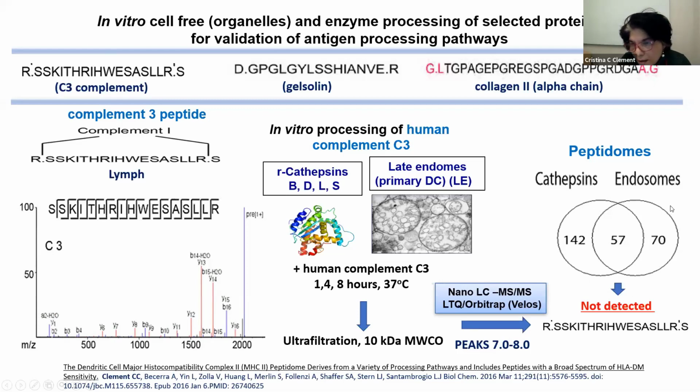You can see here nicely in this Venn diagram that the late endosomal assay was validated for the main recombinant cathepsins, and by that time we knew that we were going to develop it further down the line for understanding the antigen processing.